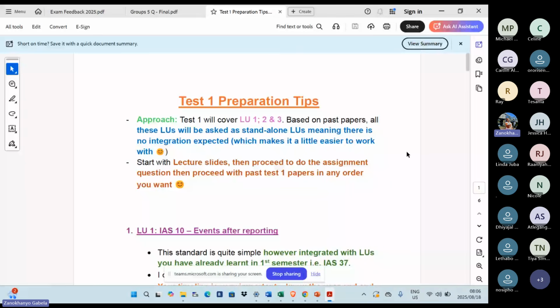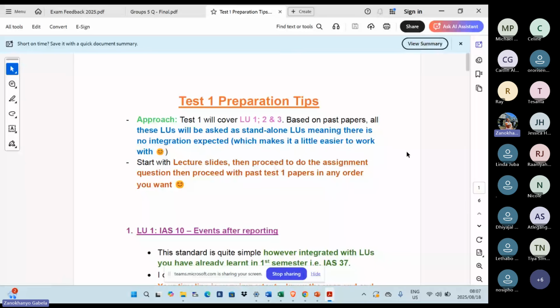So unlike test one and test two from first semester, I don't foresee a lot of integration between these learning units. I foresee each learning unit being asked independently. For instance, you can expect one question for learning unit one, another question for learning unit two, and another question for learning unit three. So at least a minimum of three questions that you're going to be asked. So it should be relatively easy in terms of answering.